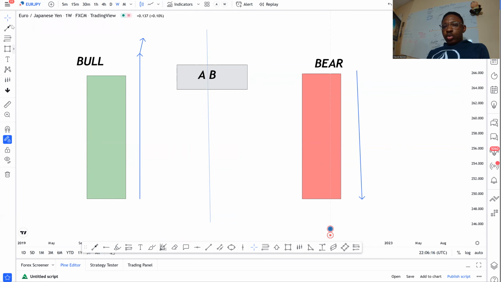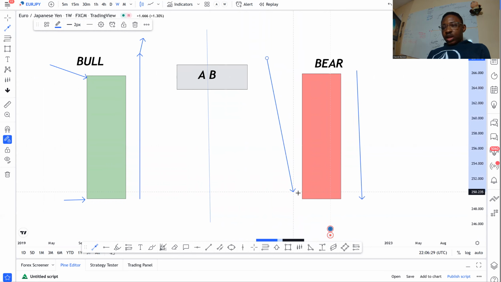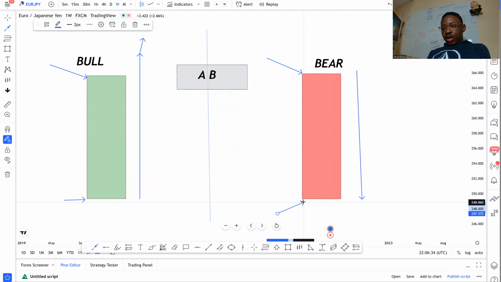So the bull starts from a lower point and will finish at a higher point, and the bear starts from a higher point and will finish at a lower point, like that. We will look at this in detail when we are looking at candlesticks. So that is basically what trading is.